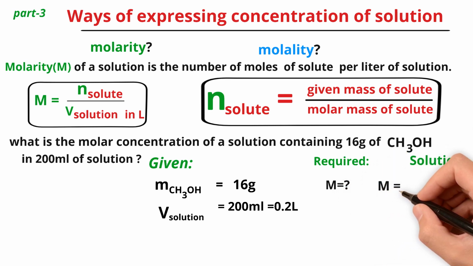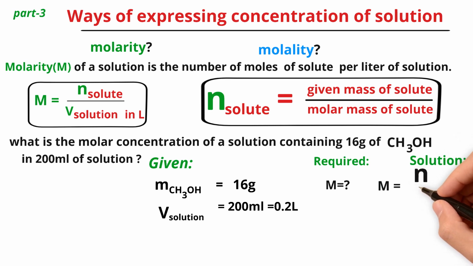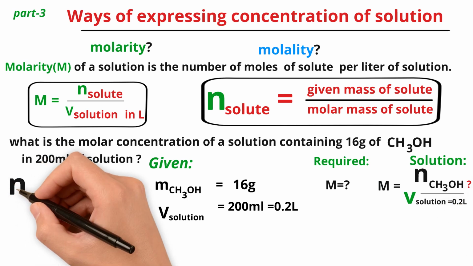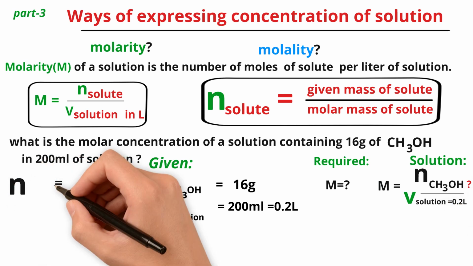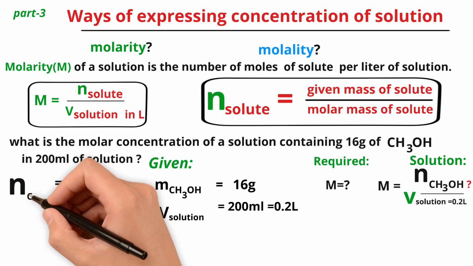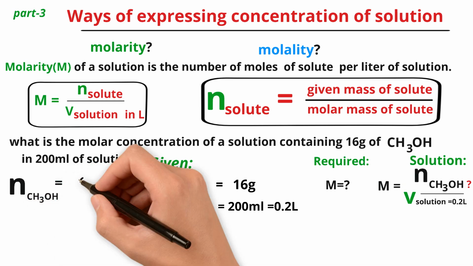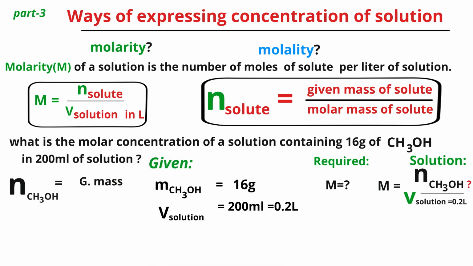Molarity is equal to mole of methanol, which is not given, and we should calculate the value of mole of methanol, over volume of a solution, which is given, and it's equal to 0.2 liter. Now let us determine value of mole of methanol. Mole of methanol is equal to given mass upon molar mass.